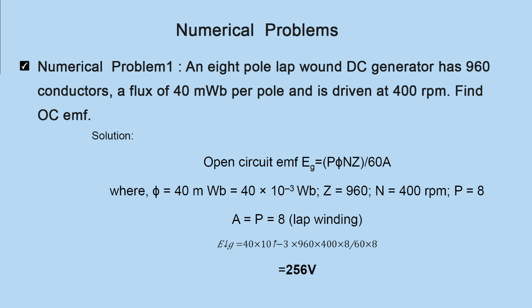To understand the practical perspective of a DC motor and DC machine, numerical problems are very necessary. So we will see some of the important numerical problems associated with the DC machine. Let us see the first numerical problem, which states that an 8-pole lap wound DC generator has 960 conductors, a flux of 40 milliweber per pole, and is driven at 400 rpm. Find the open circuit EMF.